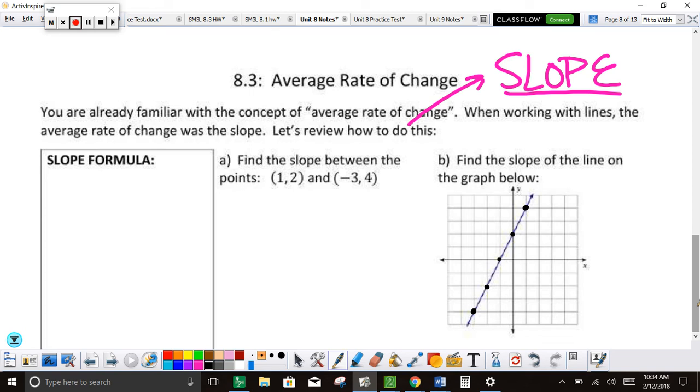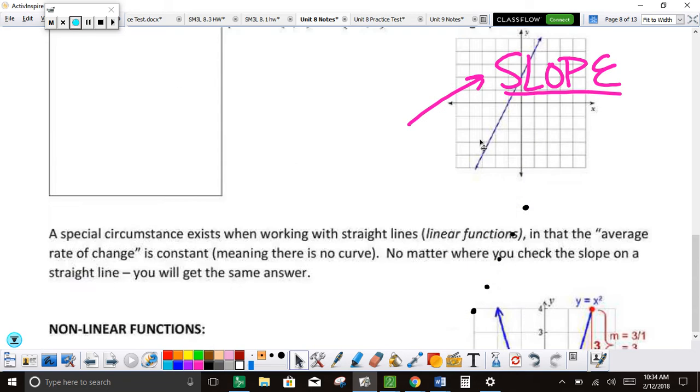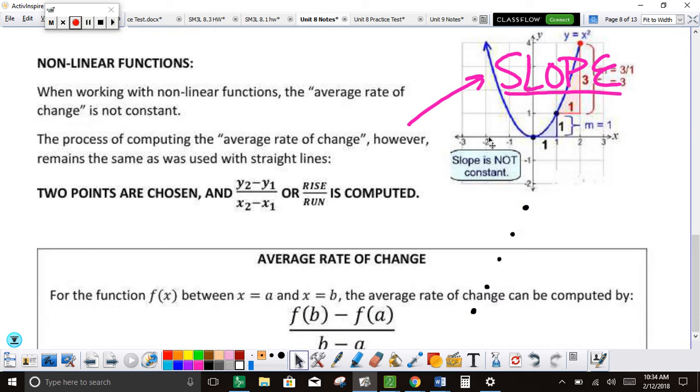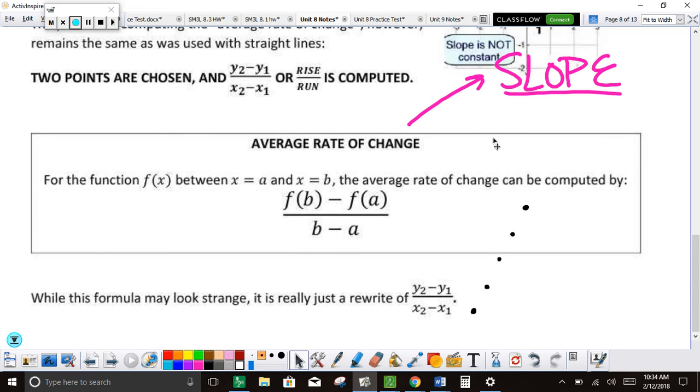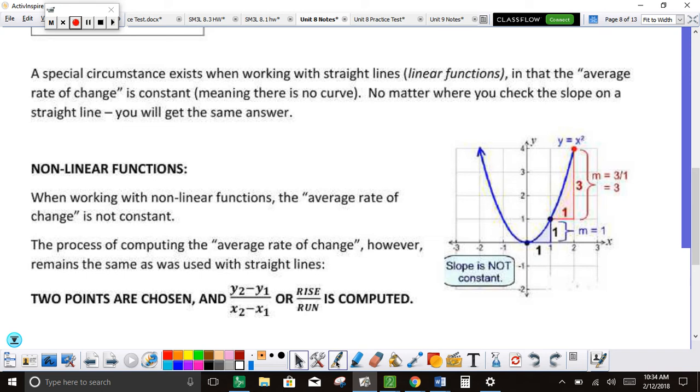But if I talk about something that curves, the slope between these two points is different than the slope between those two points because of the curve. And it would be different than the slope between those two points, and that's different than the slope between those two points. So as you have a curved figure, the average rate of change is not the same throughout the course of that figure.